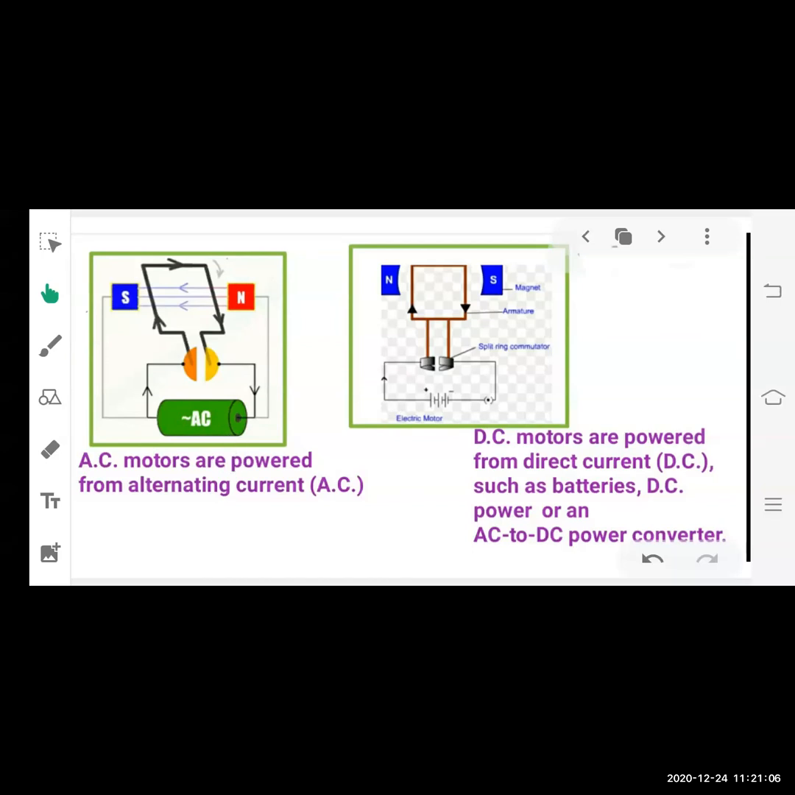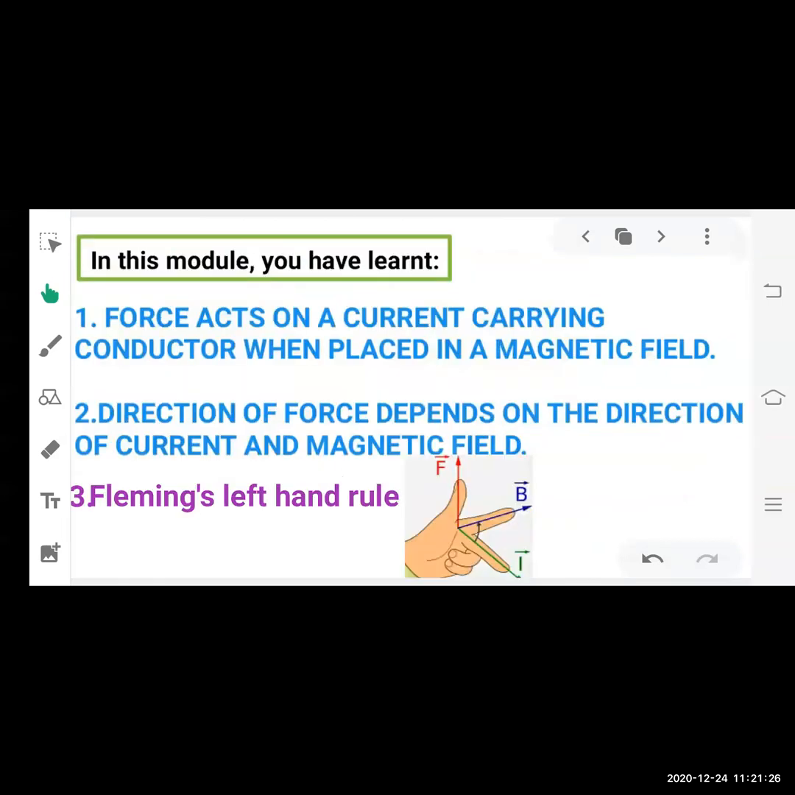In case of AC motors, we use AC as a source of energy, and in case of DC motors, we use battery or cell as a source of energy. Along with batteries, DC power or an AC to DC power converter is also used, which can convert AC current to DC current. This is the basic difference here.